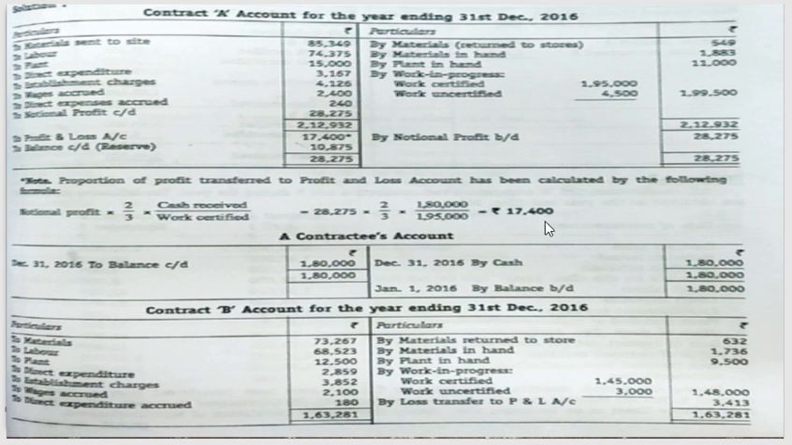When the percentage of work completed lies between 50% and 90%, the formula will be notional profit into 2/3 into cash ratio. Cash ratio is nothing but cash received divided by work certified. In this problem, as the cash received amount is given, we will use the cash received formula instead of the cash ratio percentage. So notional profit is 28,275 into 2/3 into cash received as per the question for A, which is 1,80,000.